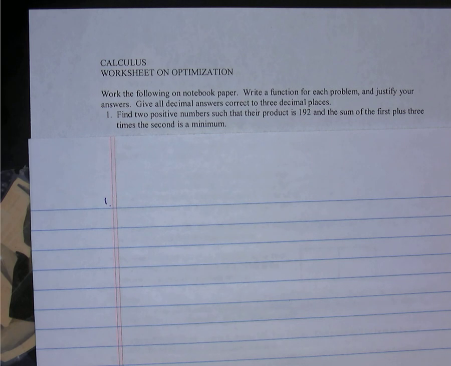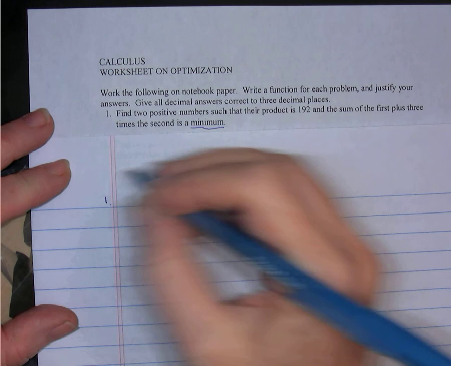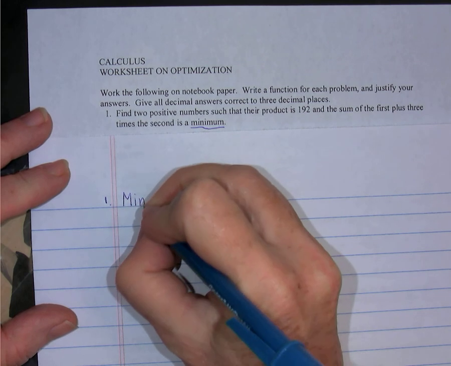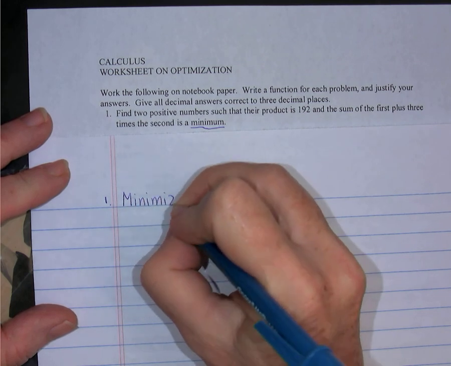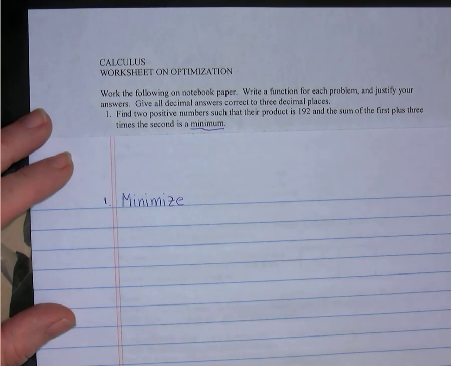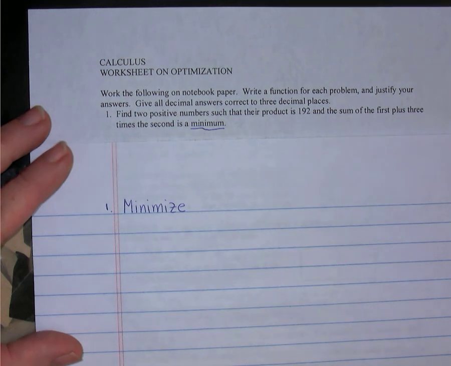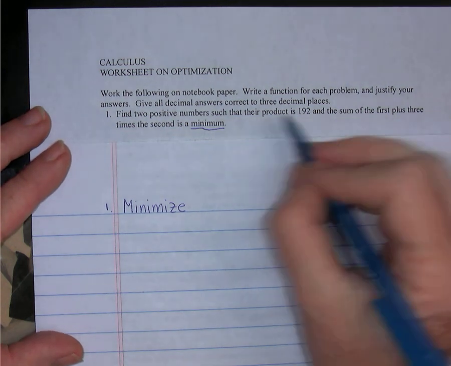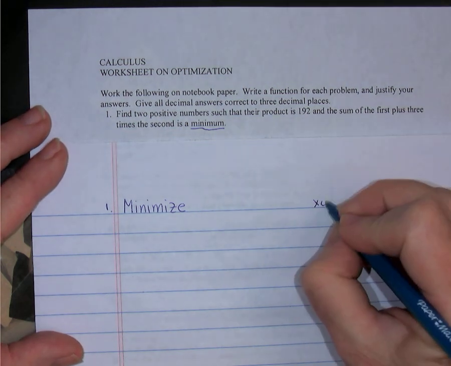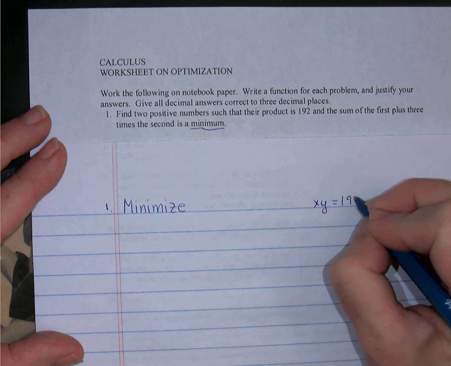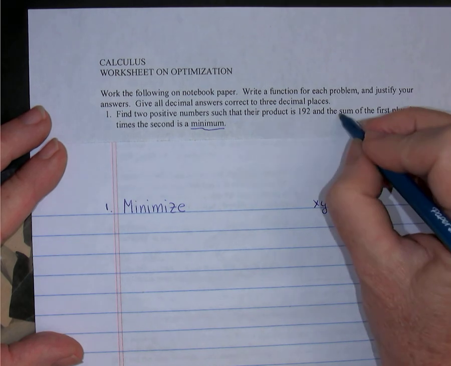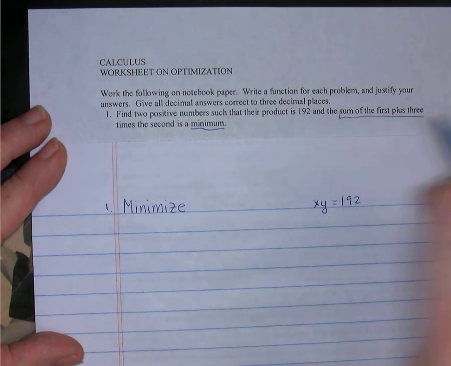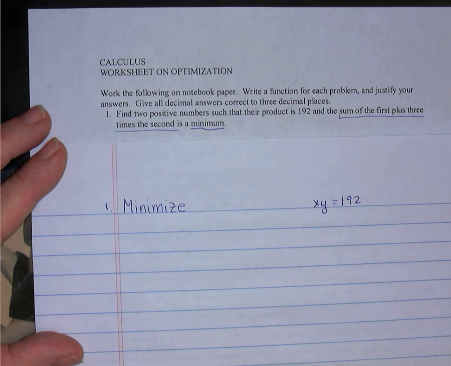So this is an optimization question. The first thing you ask yourself is, are you minimizing or maximizing? And we are definitely finding a minimum, so I'm going to write that down. We're trying to minimize something, and then the question is, what is it we're trying to minimize? Well, it's not their product. Let's call them X and Y. We know the product is 192. What we're trying to minimize is the sum of the first plus 3 times the second.